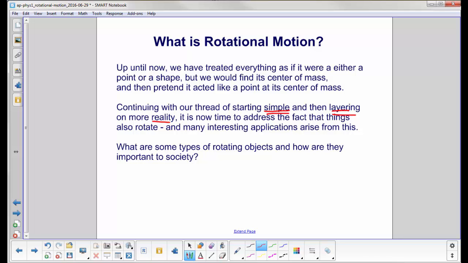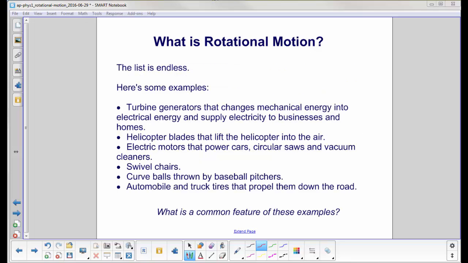Let's start. What are some types of rotating objects and how are they important to society? The list is endless. Hopefully you expected that, and hopefully you came up with some different examples that are being shown here. But here's some. Turbine generators change mechanical energy, like the flow of water or nuclear energy, into electrical energy, and they supply electricity to businesses and homes.